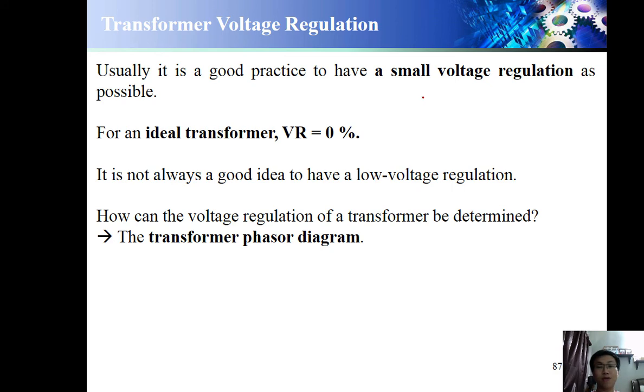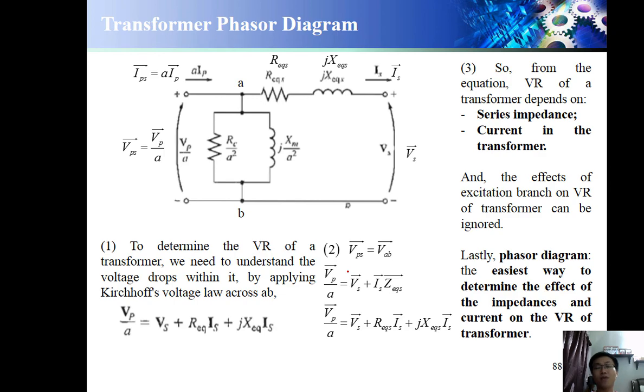Usually it is good practice to have a small voltage regulation. For an ideal one, it is 0%, which means if the output voltage is 230 volts and I take off the load, it still maintains 230 volts. We call that voltage regulation of 0%. But it is not always a good idea to have a low voltage regulation. How can the voltage regulation of a transformer be determined? It must be from the transformer phasor diagram.